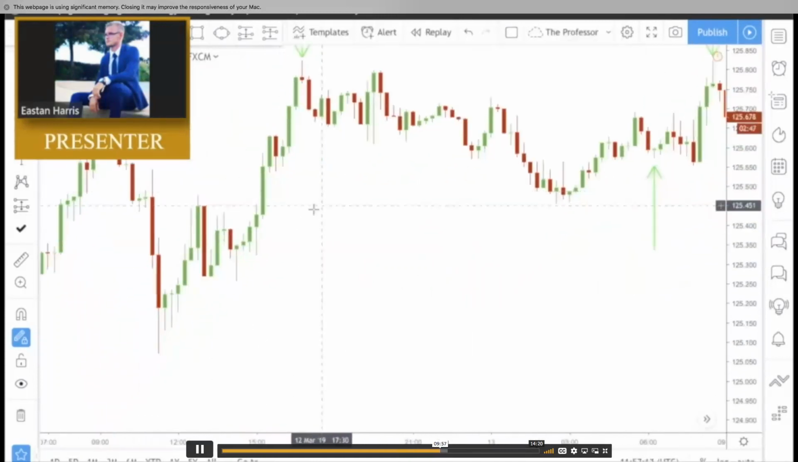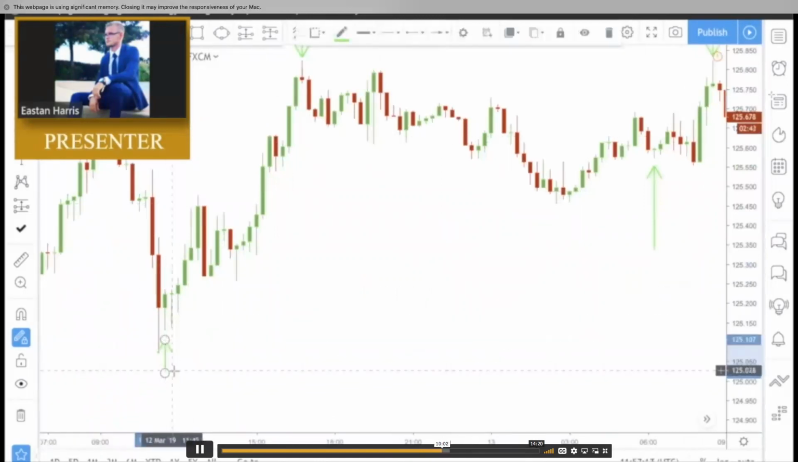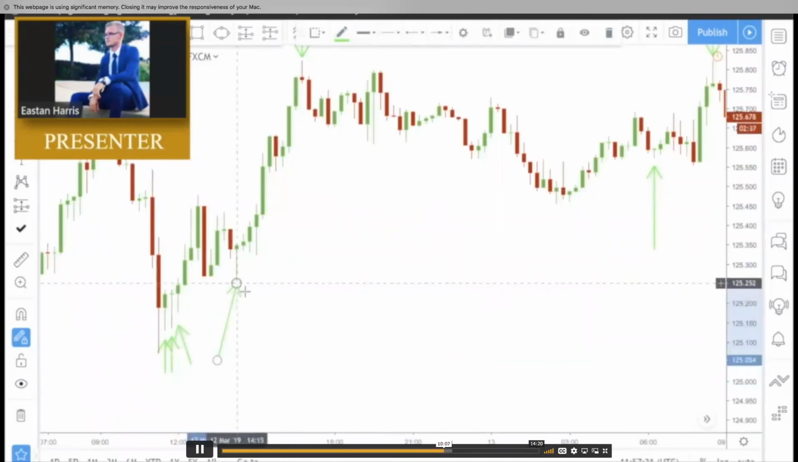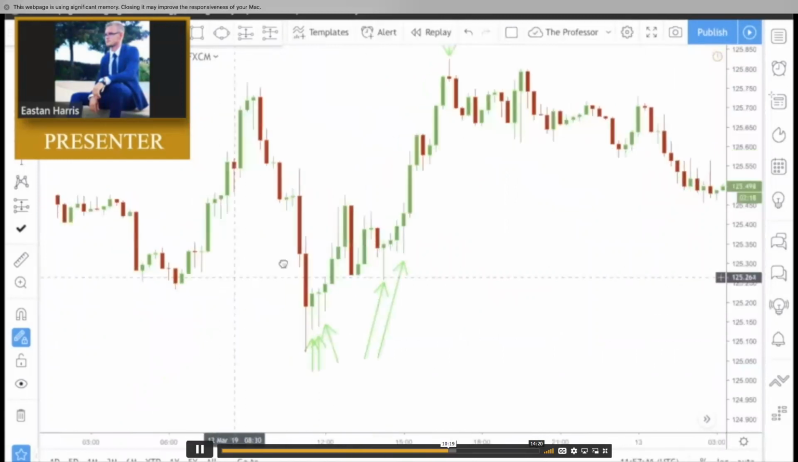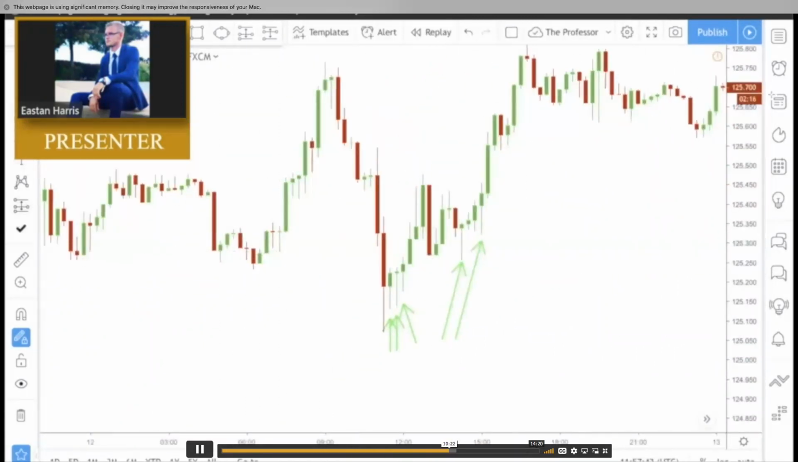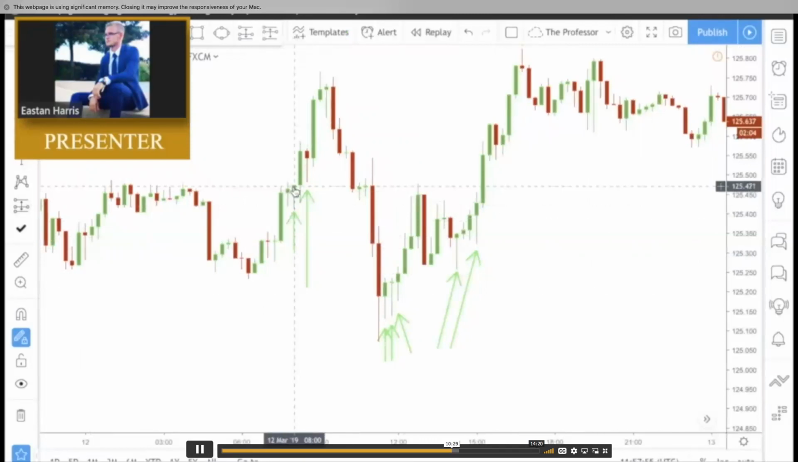Down here, a lot of exhaustions. Got 1, 2, 3, 4, 5. Five exhaustions all through here. And each time one printed, price rose. Down here we've got some more. Got an exhaustion here and one right here. Price comes down, rejects back up. Price then follows on up.